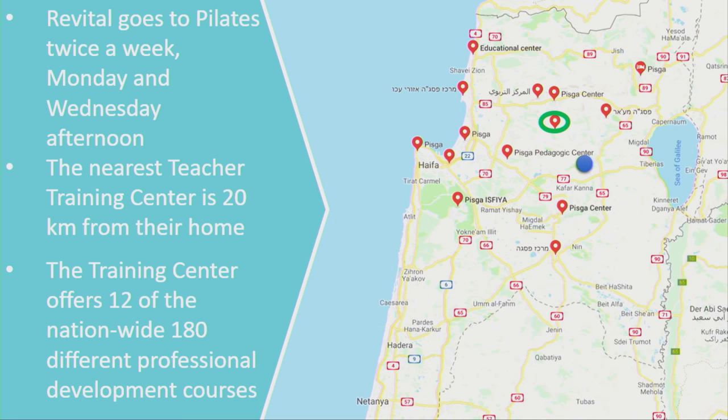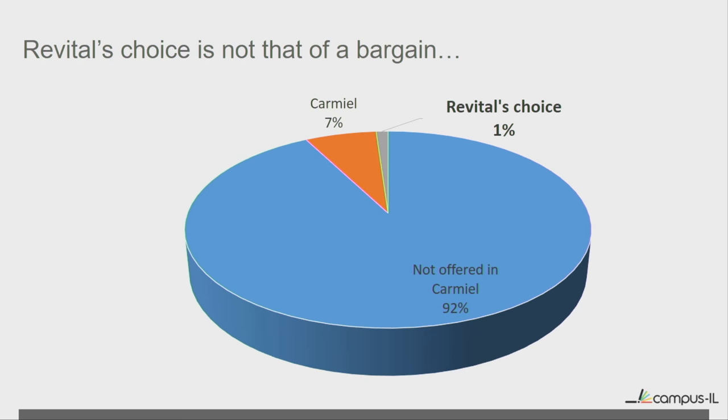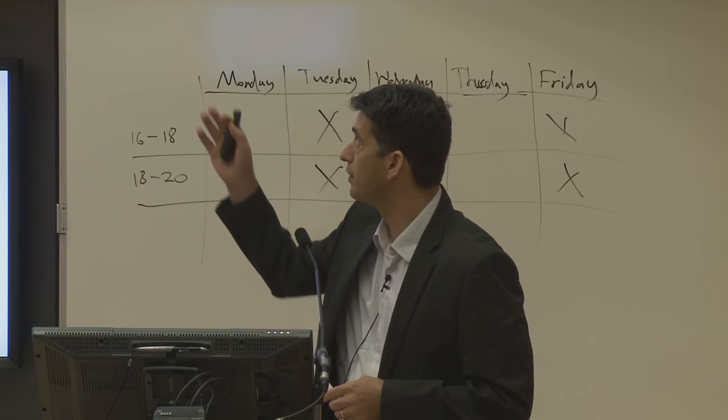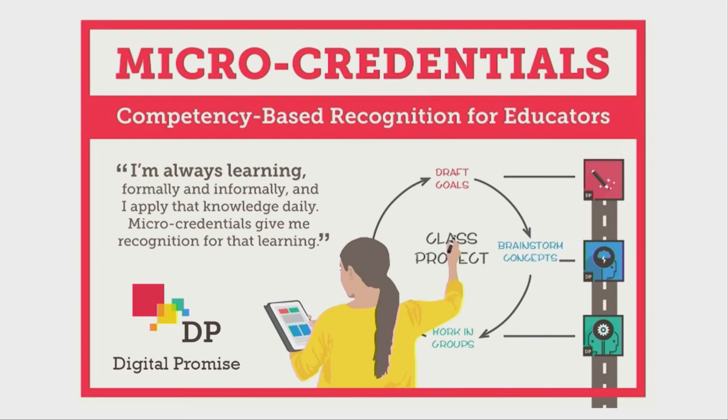And as you can see, Revital's agenda allows her to go there once a week only on Tuesday afternoon, meaning that of all this great variety of 180 courses, she could choose like two, right? And that's where the micro-credentials model comes in. In the next 30 minutes, I'm going to share with you the micro-credentials model that was developed by an American nonprofit named Digital Promise.